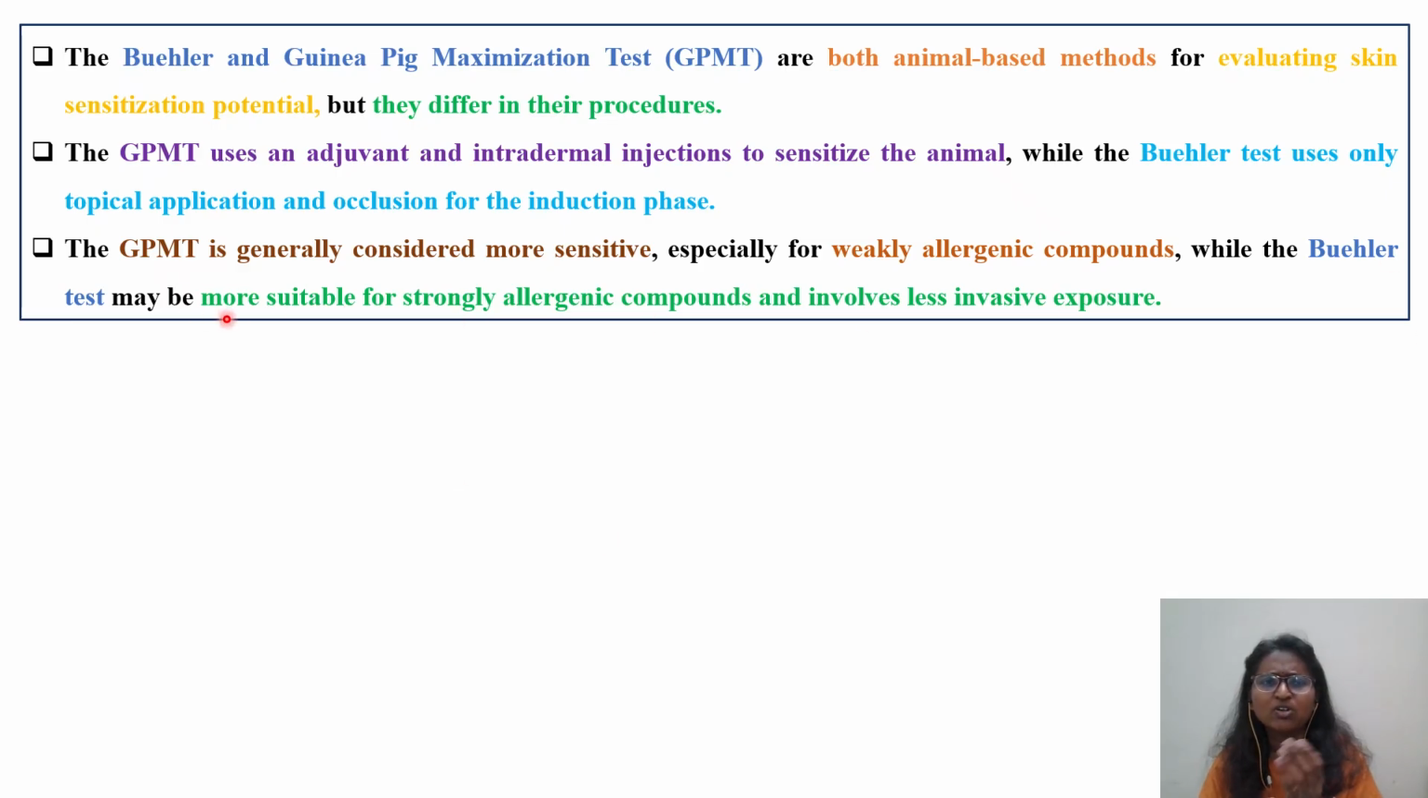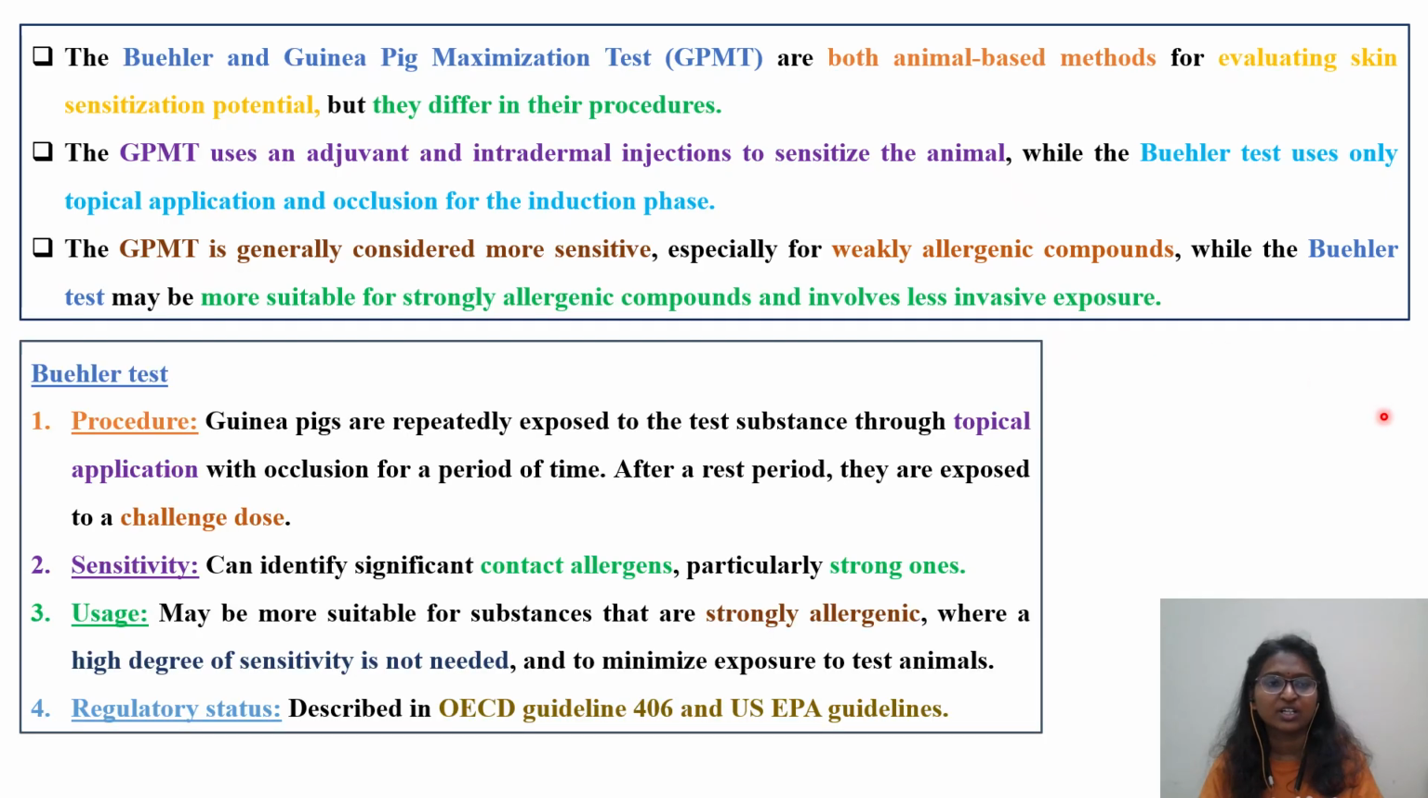While the Buehler assay may be more suitable for strongly allergenic compounds and involves a less invasive procedure, because in the case of GPMT, intradermal injection is given. Here, topical administration is there, no? That is why animals will be less pained. That is a less invasive procedure. So let's see what the important principle of Buehler assay is. Procedure, sensitivity, usage, and regulatory status we will discuss.